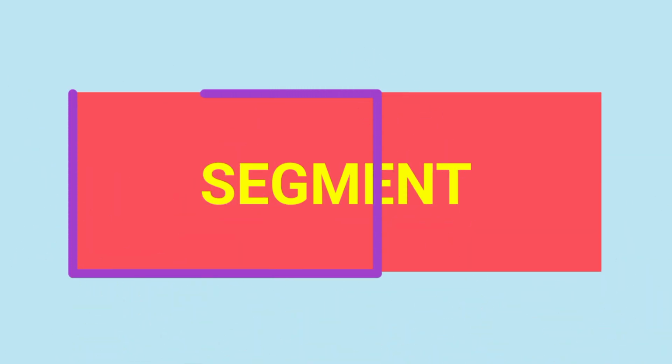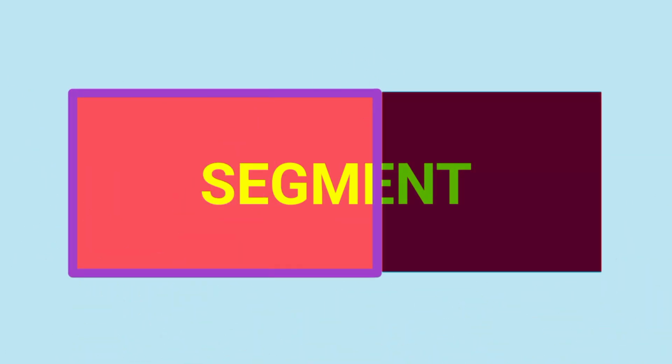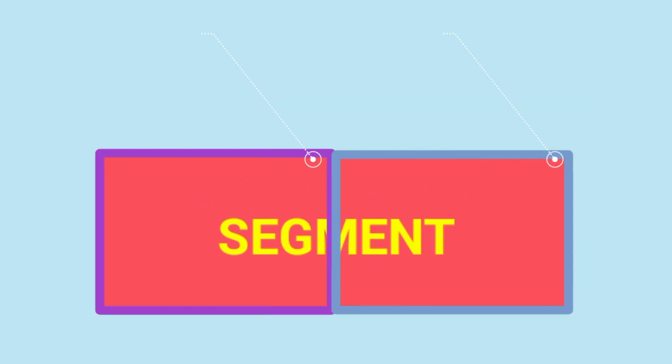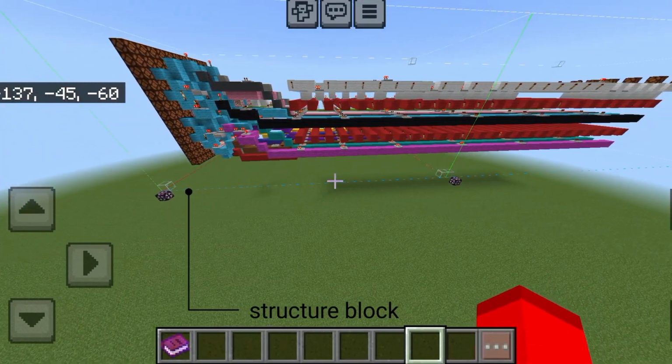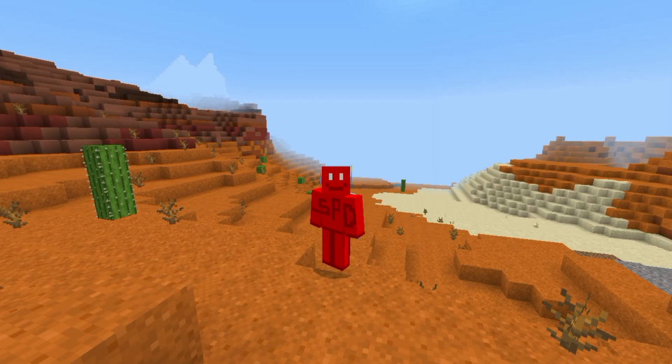But there is a problem. You see, while copying a segment with WorldEdit, it actually breaks it. And the segment is too big for the structure block to save it. So instead, I saved the segment in 2 parts with the help of structure blocks. Now that part is done.